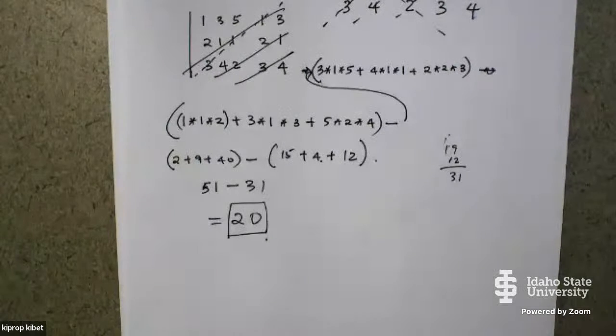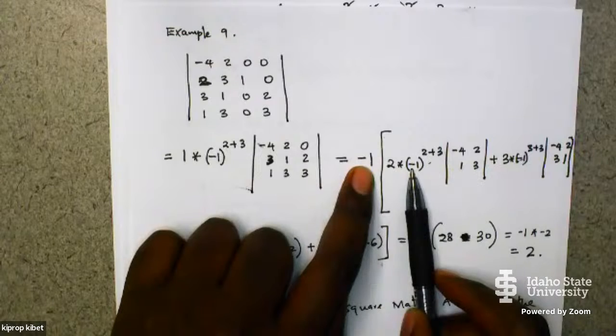I have a question about example 9, real quick. I want to know how come you repeated the same process after you had the 2 by 2 matrix, right there where it says -1 bracket 2 times -1 to your right. I get why we did the 2 times that whole thing to your right. But how come we did +3 times -1 raised to the 3 plus 3? How come we did that process again?